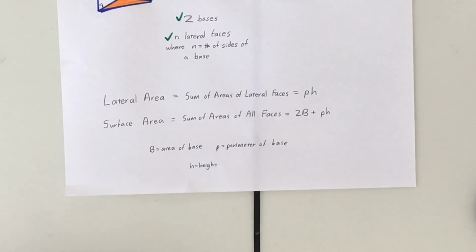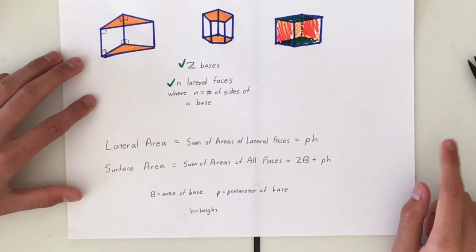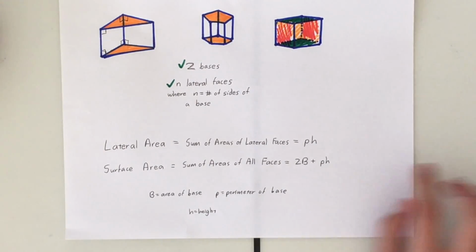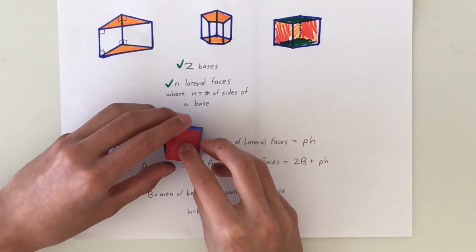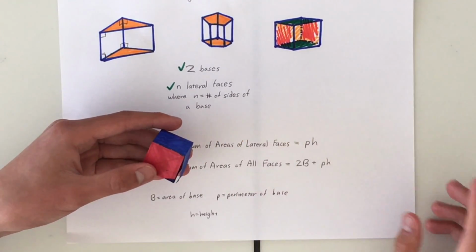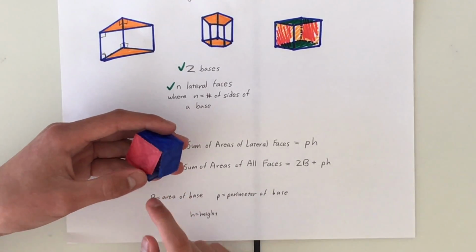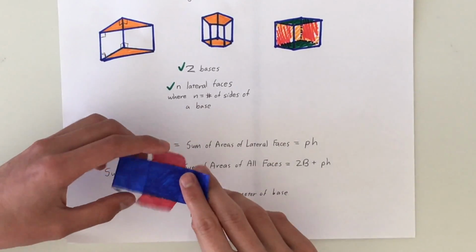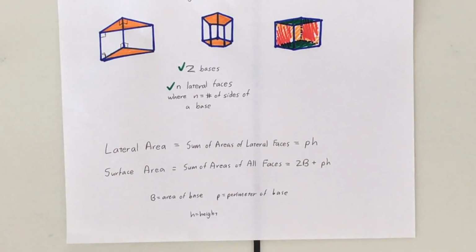So surface area is basically the sum of the areas of all the faces. So basically, you're adding the area of the two bases plus the lateral area, or P times H. So right here, the surface area of this, or total area, would be the red and the blue sides, everything added together. That would be 2 times the area of the base plus the lateral area, which is the perimeter of the base times height. So now let's do some practice problems.